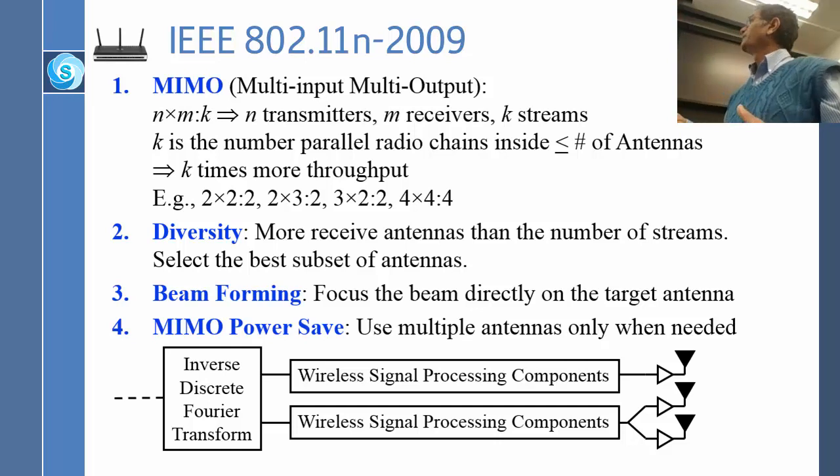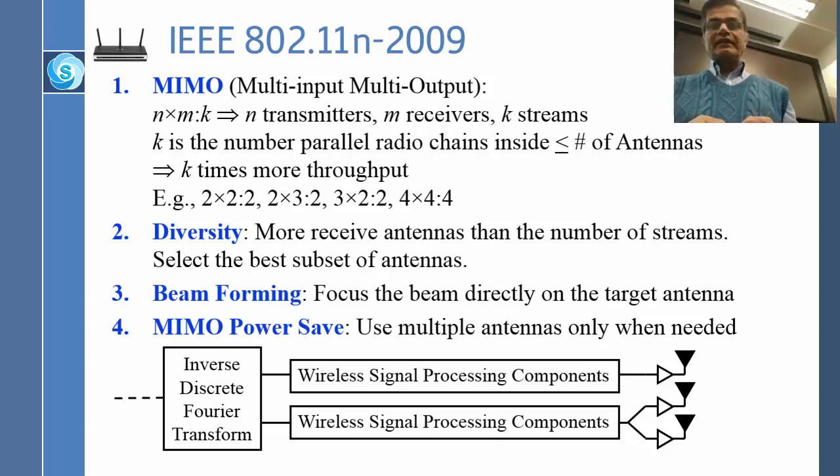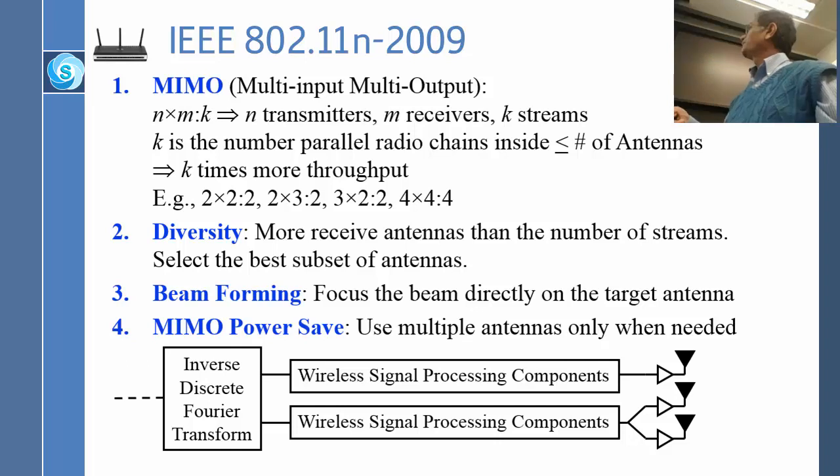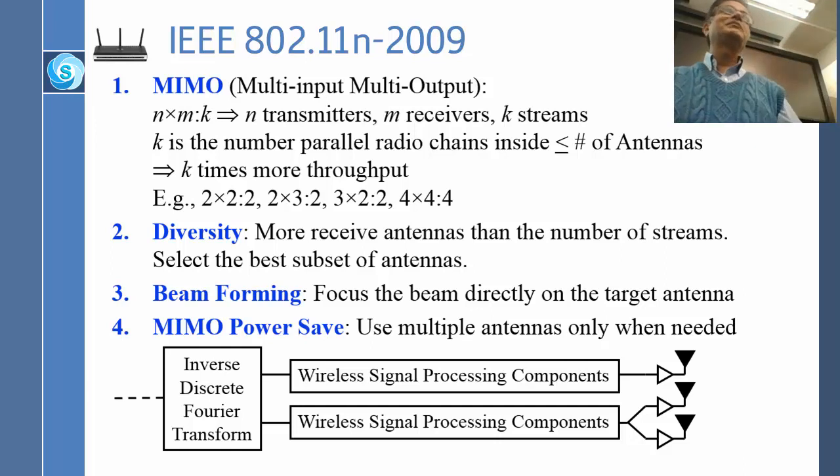Inside, you might have, see here it shows 3 antennas, but only 2 streams inside. So K is the number of parallel radio chains inside, which is less than the number of antennas. There is no point in having more than the number of antennas. So these 2 antennas are combined in this case, and there are many ways to combine. We said take the best of them, take the average of them, take the minimum, whatever. So this is the thing.